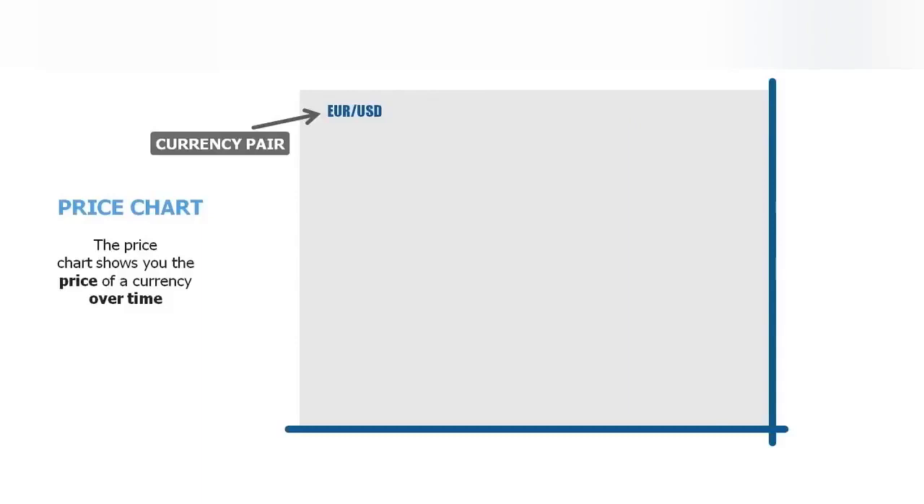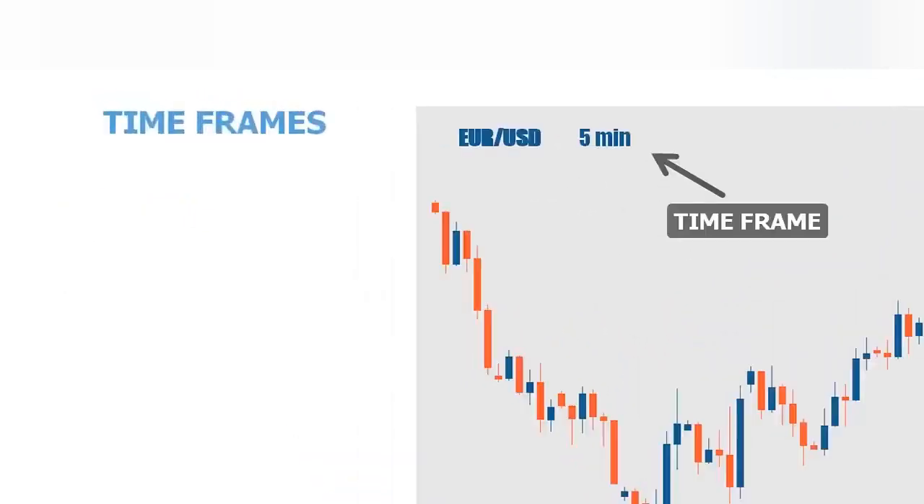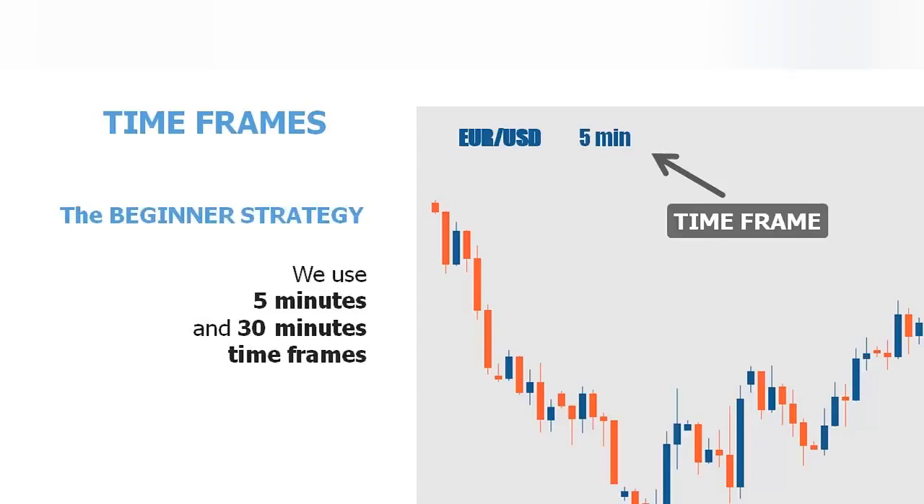If you look at the chart on the right, you can see that the exchange rate is displayed on the right-hand side, and the time is displayed on the bottom. The chart type we use is called a Japanese candlestick chart. It is made up of shapes that look like candlesticks. Each candlestick shows the price development over a period of time. We refer to this as a time frame. A 5-minute time frame therefore means that each candlestick shows the price development over 5 minutes. In the beginner strategy, we use the 5-minute and 30-minute time frames.